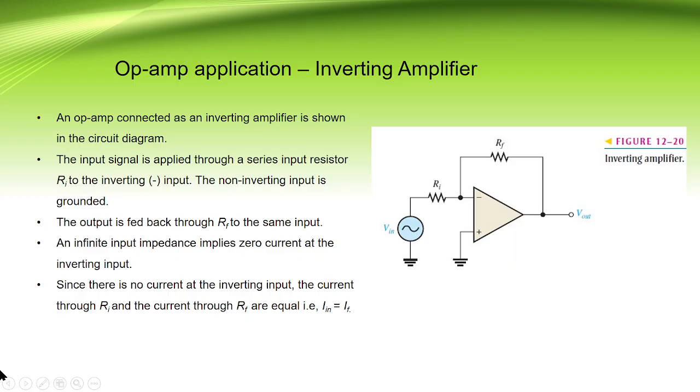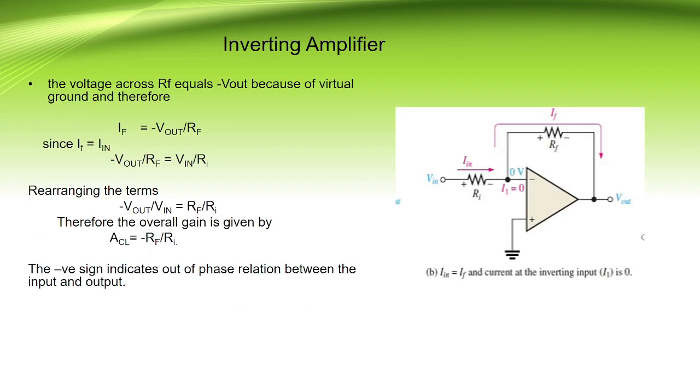It has an infinite input impedance, which implies a zero current at the inverting input. Since there is no current at the inverting input terminal, the current through the input resistance Ri and the current through Rf are equal. So this circuit diagram clearly shows here the input current Ii and the feedback current If going through the resistance Ri and Rf respectively.